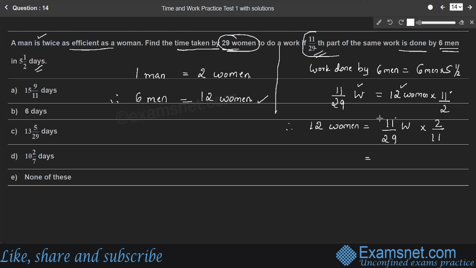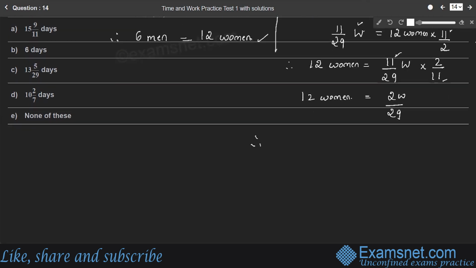So 11 and 11 will get cancelled here. So we have 2W by 29 is the efficiency of 12 women. Efficiency is nothing but work by time. So if 12 women is equal to 2W by 29, what is the value of 29 women? Therefore, 29 women is equal to.